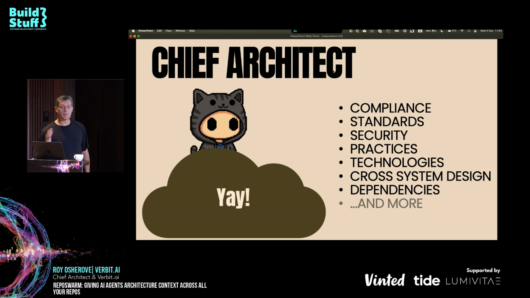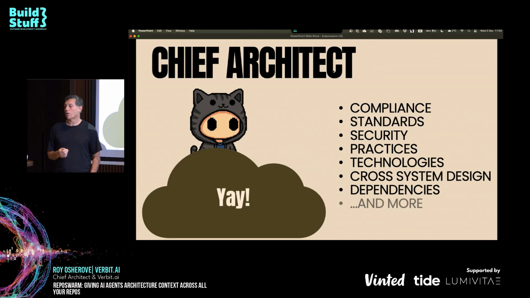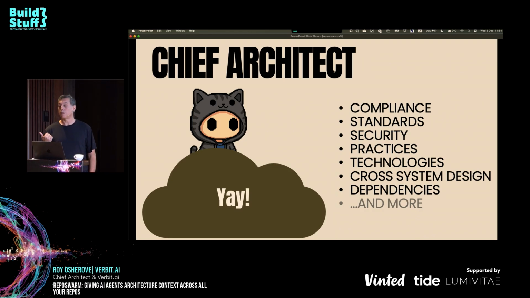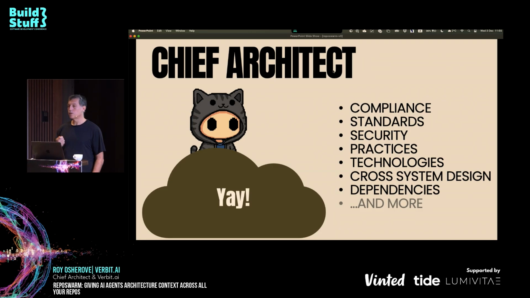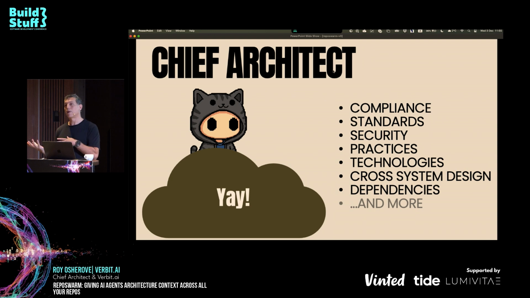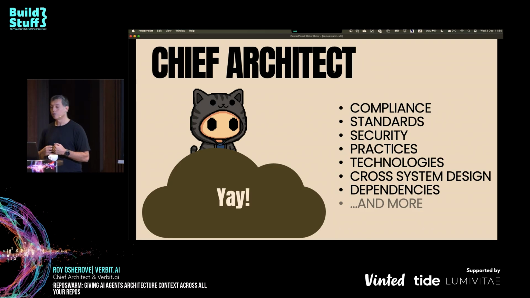So when I joined Verbit, Verbit had about 90 developers across probably 12 different teams, a lot of legacy code, 400-plus repositories. But my job as a chief architect is to make sure that we are compliant, that everybody lives up to standards, we have security, we have good practices in place, we update technologies. We make sure that cross-system design actually works. When we do migrations or move to new types of architecture, we want to make sure it actually works. We want to map out our dependencies. We want to document. We want everybody to be onboarded very easily.